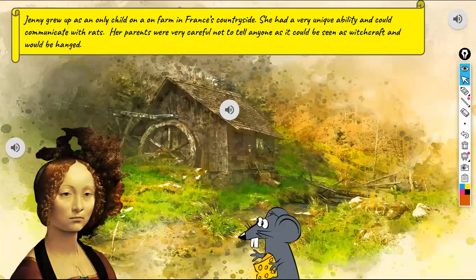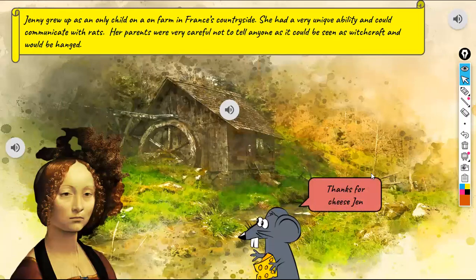Jenny has a unique ability. She can actually talk to rats. But remember, this is in medieval times. If somebody knows you're talking to rats, they're going to accuse you of being what? A witch, right? So she usually kept that to herself and her parents. She didn't tell anybody else except her parents.